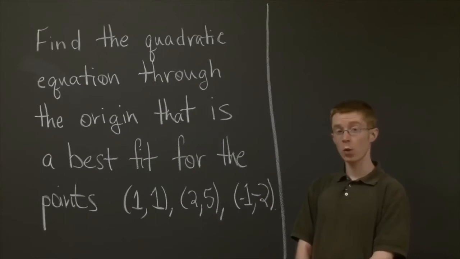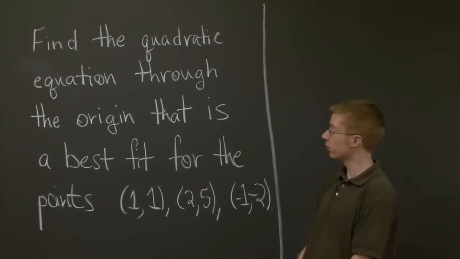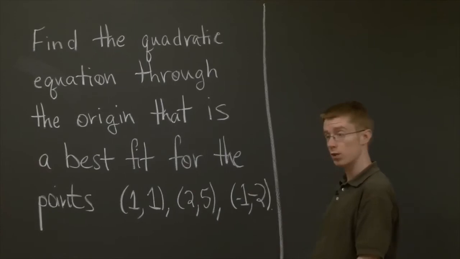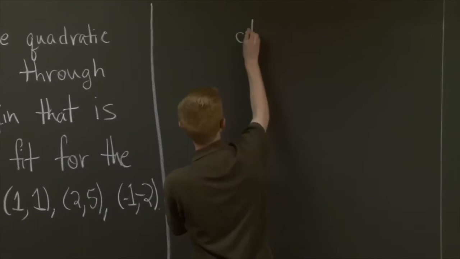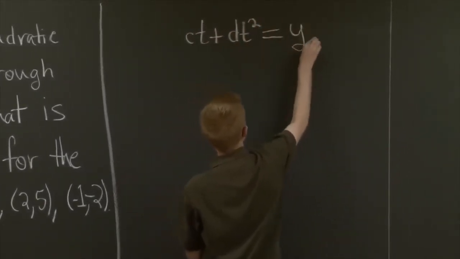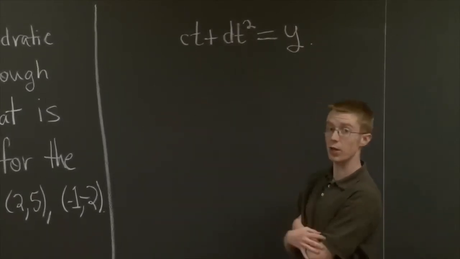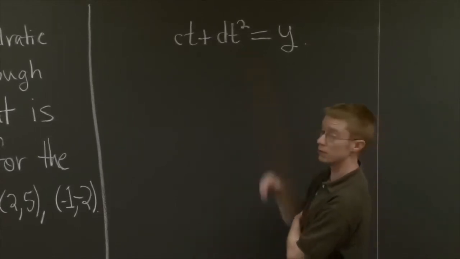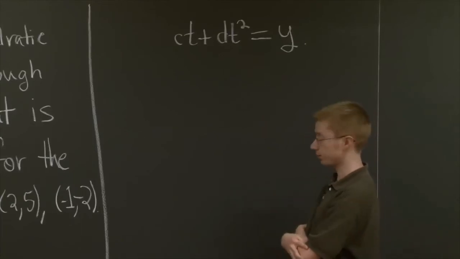Okay, and we're back. So what's the first step in a problem like this? The first step is figuring out what our equation looks like, the one that we're going to find. So our equation is going to look like ct plus dt squared equals y. So that's what we're looking for. We're looking for a quadratic equation through the origin. Now, if it were just any quadratic equation, then we would have a constant term, but through the origin just means that the constant term is 0.